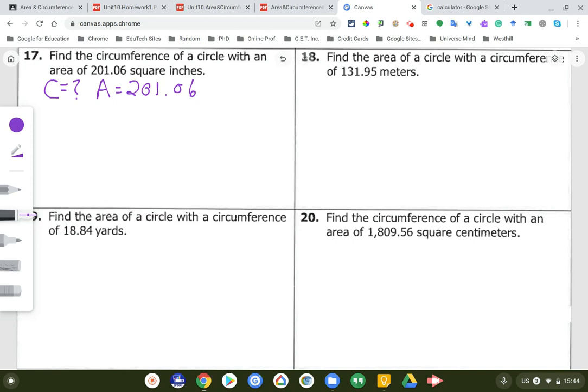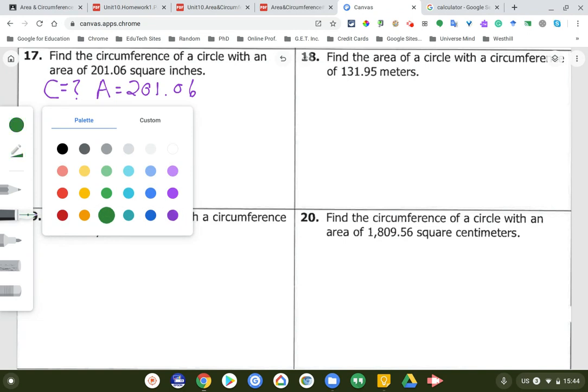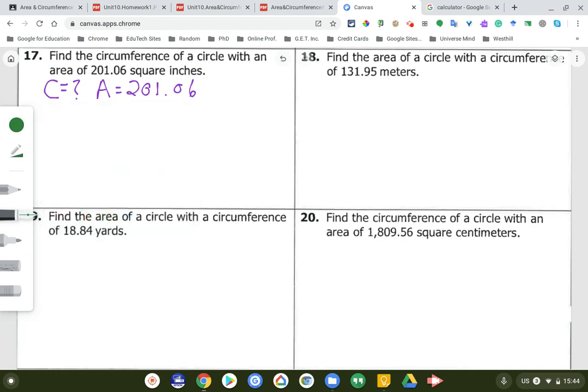Okay. Remember our area formula. Here I'll switch now. Let's do this. This is green. This is a good green. Remember our area formula is pi r squared.